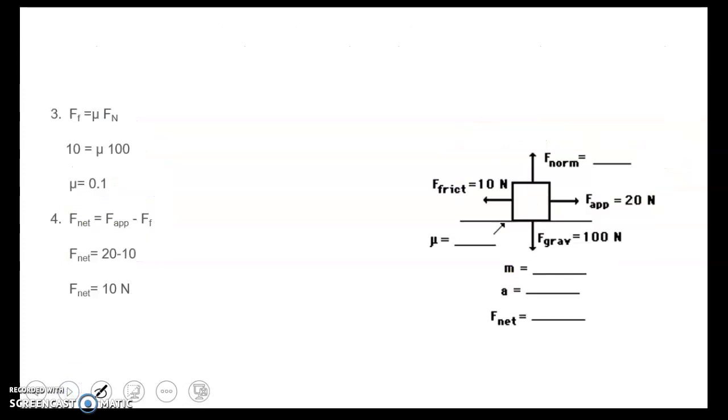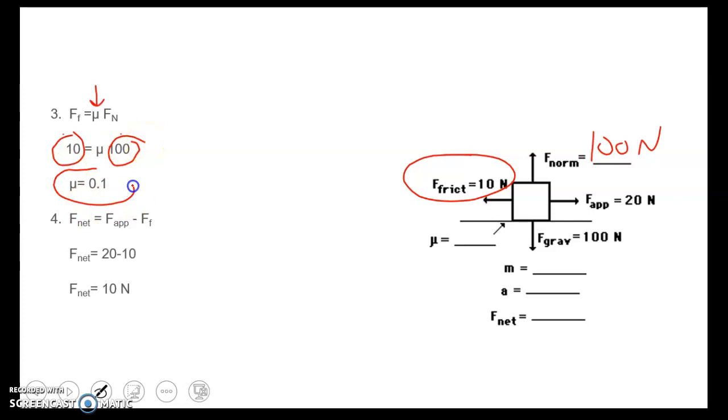Now I know my normal force is 100 newtons. I can then find my mu because my frictional force is 10. I know my force of friction and I know my normal force, which means I can solve for mu. If I divide both sides by 100, I get a mu of 0.1. Again, no units with mu. It's a constant that shows us about the surfaces.